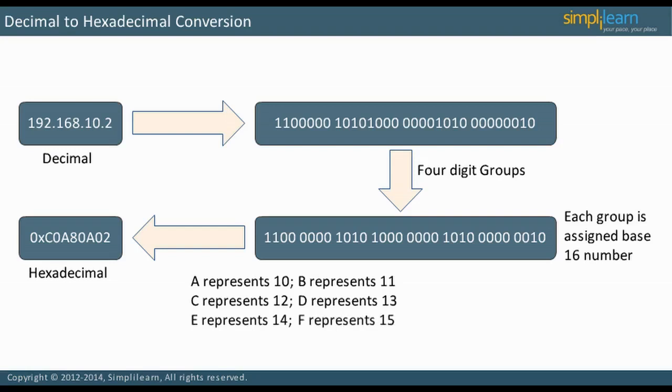The first group of digits in the address is 12. This is hexadecimal C. The second group is 0. The third group is 10, which is a hexadecimal A. The fourth group is 8, which is the same in hexadecimal, and so on. Therefore, the address is represented in hexadecimal as C0A80A02. The prefix 0x means hexadecimal. In the next slide, let us understand how to convert hexadecimal to decimal.